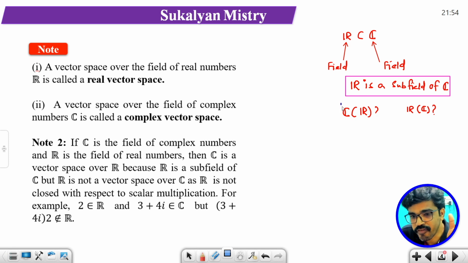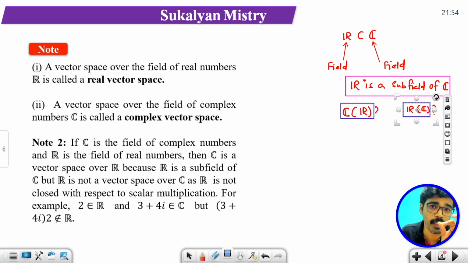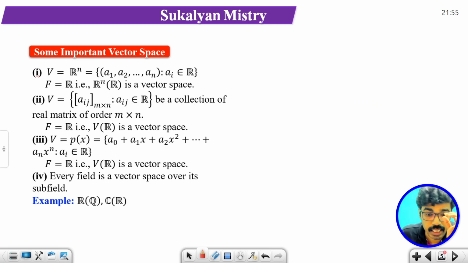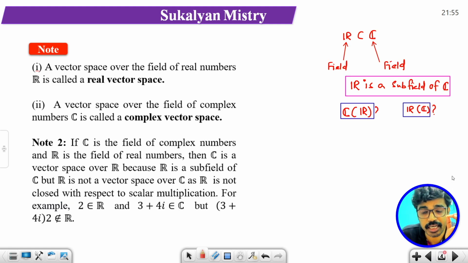Complex number কি R এর উপর vector space form করবে? Set of real number কি C এর উপর vector space form করবে? Which option is correct? দেখো আমি কি বলেছি, real number, that is a very important note: every field is a vector space over its subfield. Note this point.